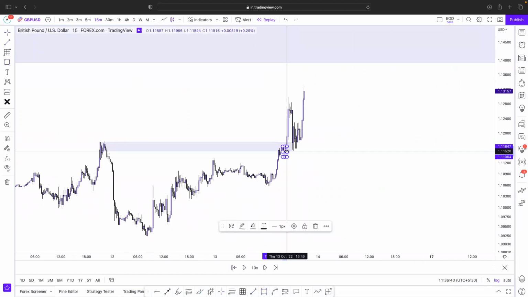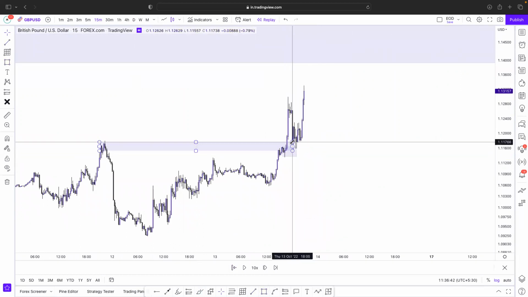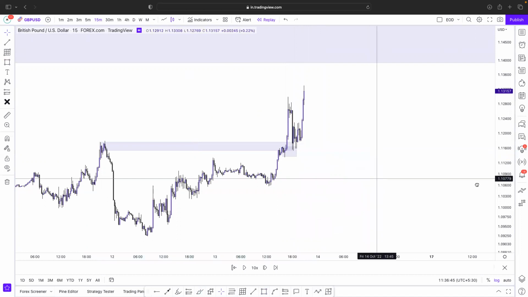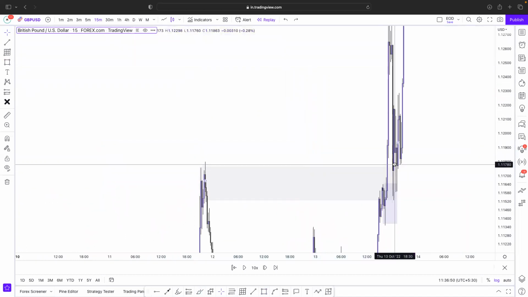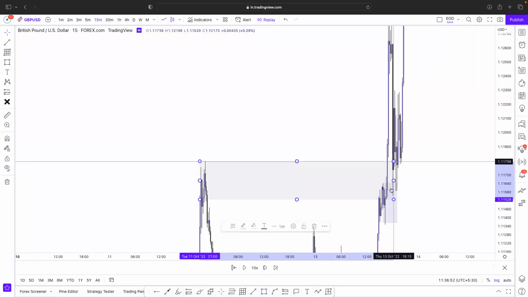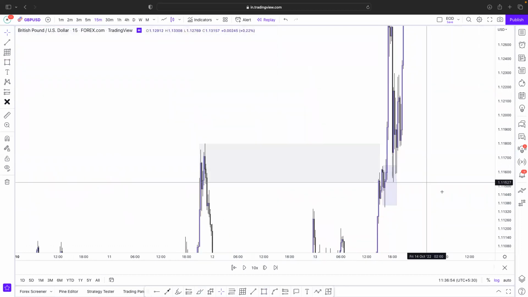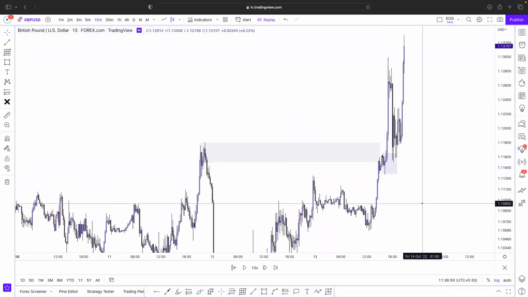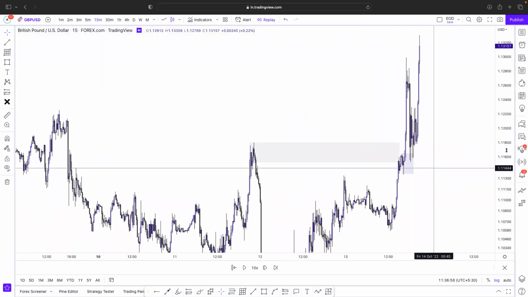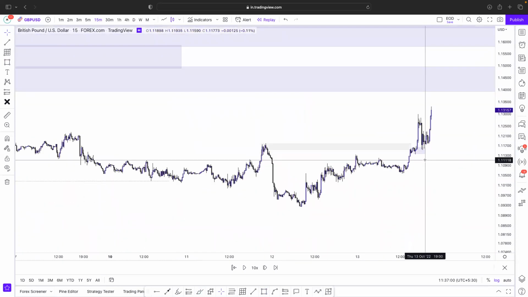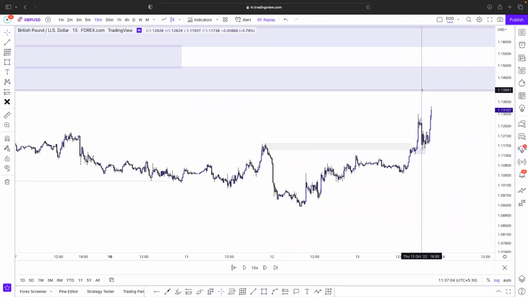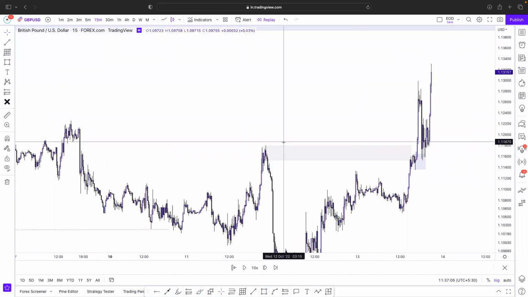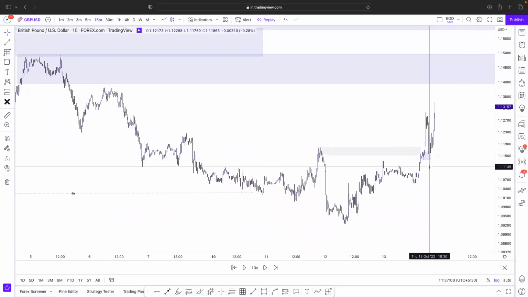Now you have to understand: once this supply has been broken, why does this demand give you a reaction? This is the POI I will be looking for the longs. Why? Because it has all the criteria I need for selecting the POI. I believe I also took this trade, I don't know, but this is the POI I would be selecting.